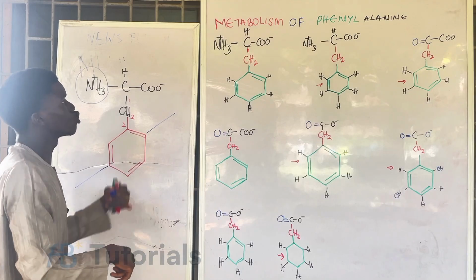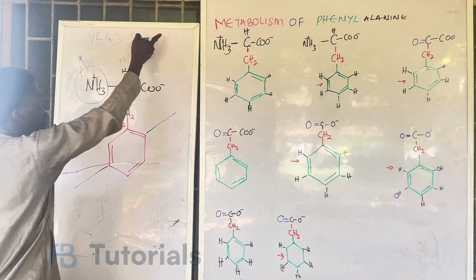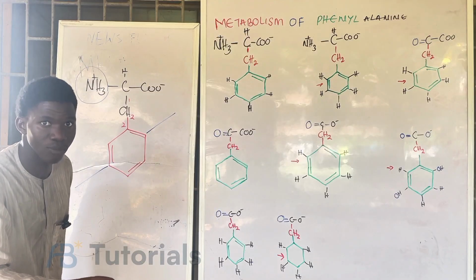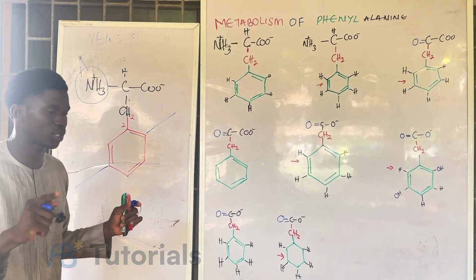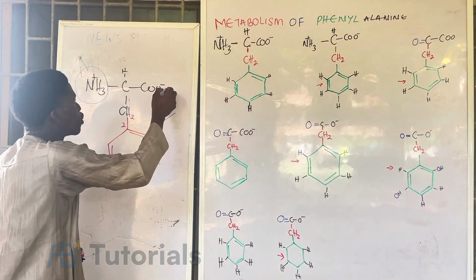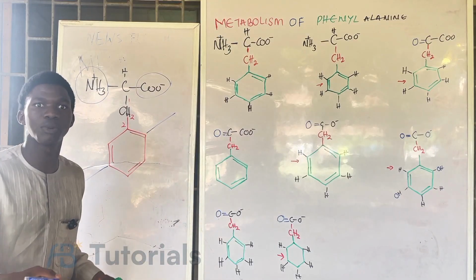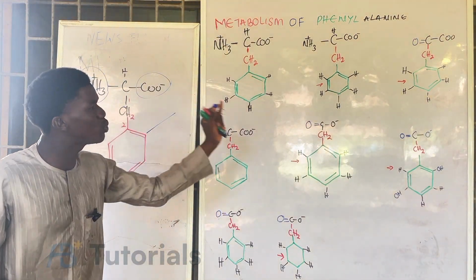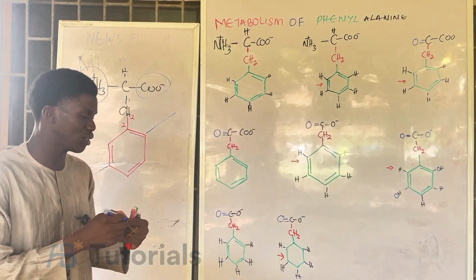That is to tell you that somewhere in this reaction, this ammonia will be lost, and it will be replaced with oxygen during the transamination reaction. Don't forget that. Also, this one will also be lost. It will be replaced with oxygen. Do you understand it? So everything we'll be doing here in this reaction is just adding oxygen.